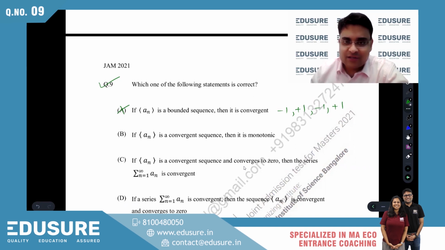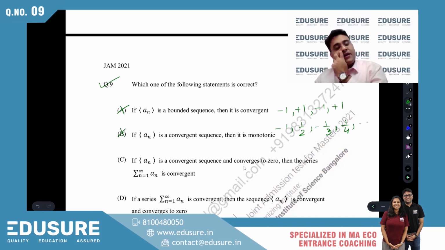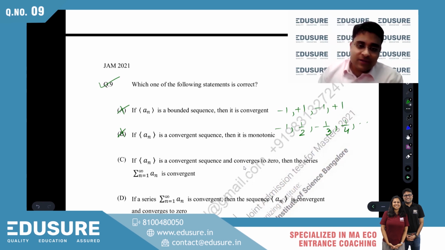If an is convergent, then it is monotonic. Not necessarily. It can be convergent like this: -1, 1/2, -1/3, 1/4. This is a convergent sequence, but it is not monotonic. It is decreasing, then increasing, then decreasing, then increasing, then decreasing. It's not monotonic.